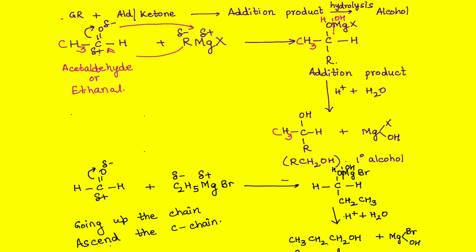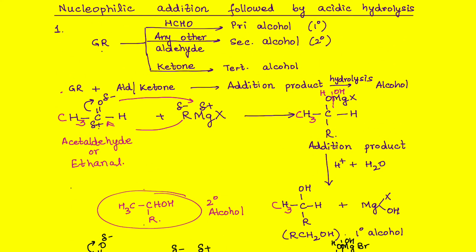So that means now my product is R CHOH CH3. Let me write it in an expanded or a continuous manner. So we have carbon, CHOH, and there's a methyl group attached to it, and there's another alkyl group attached to it. So what kind of alcohol do you have over here? Yes, it's a 2-degree alcohol, or what we call a secondary alcohol. So Grignard's reagent plus any other aldehyde followed by hydrolysis gives you a secondary alcohol.